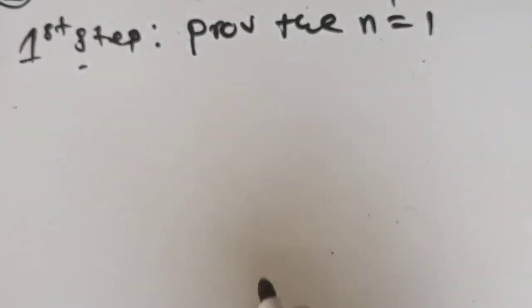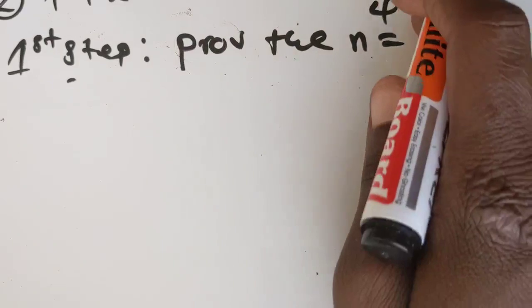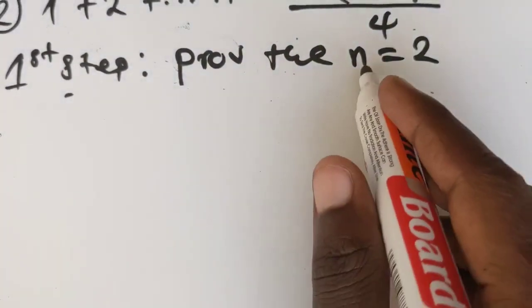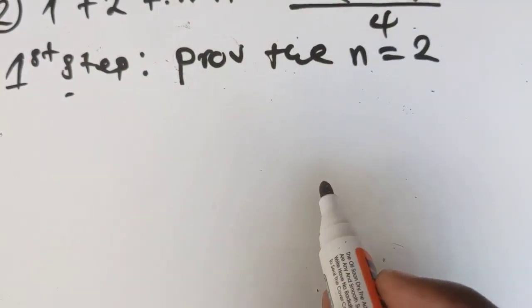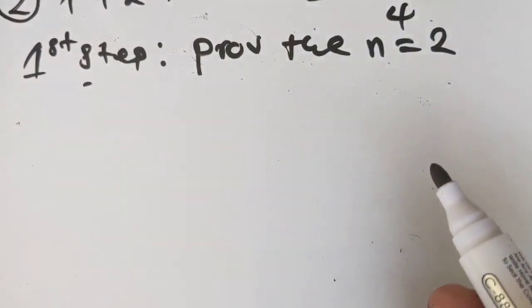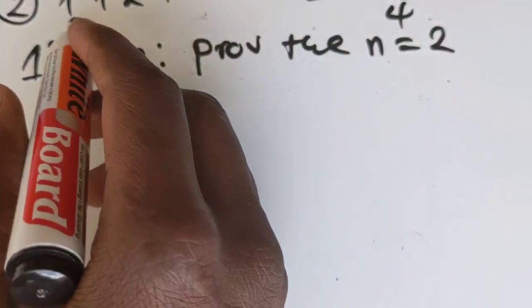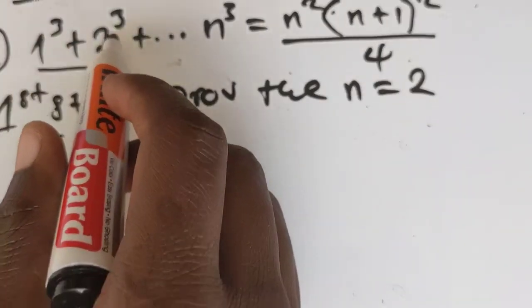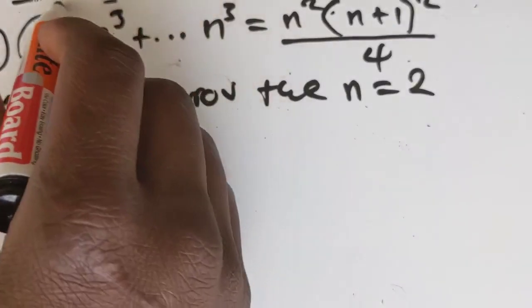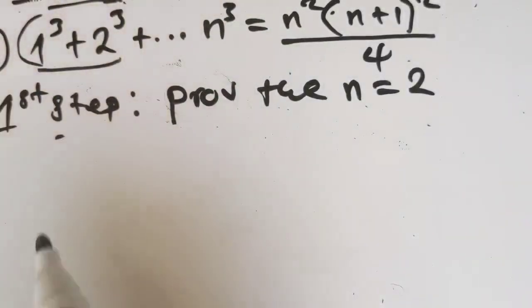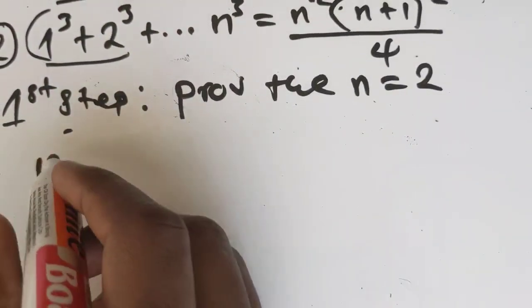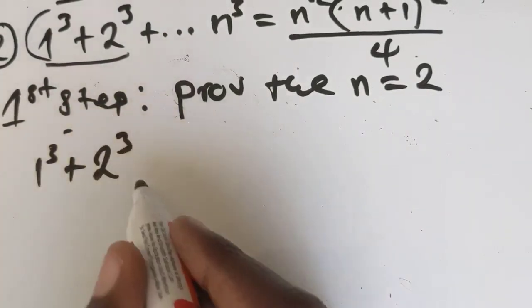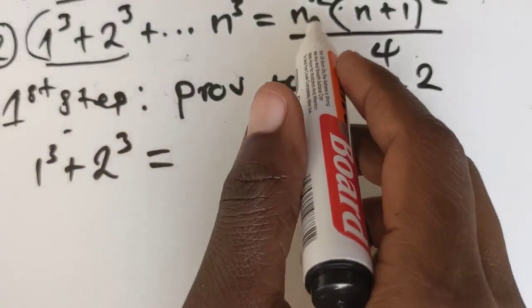Let's try if the second term is true. So the second term here, it is 2. So n represents the number of terms. Let's say this is the part of the second term, so we are adding these two. We are adding 1 to the power 3 plus 2 to the power 3. Is it equal to this part?